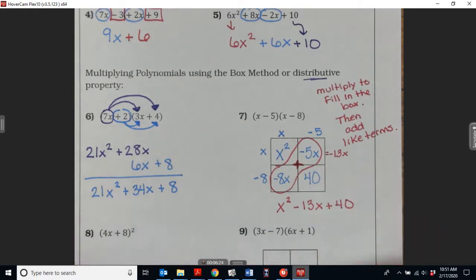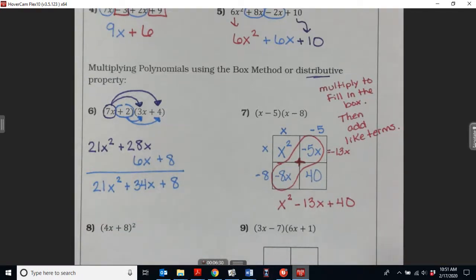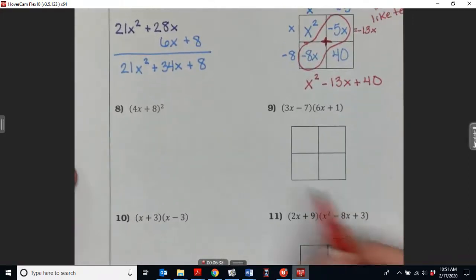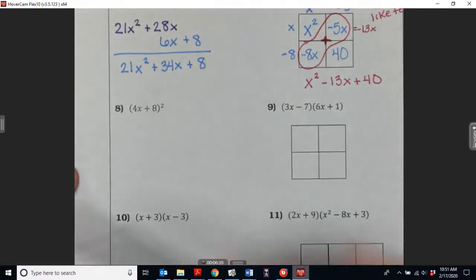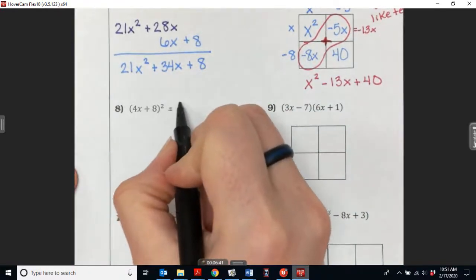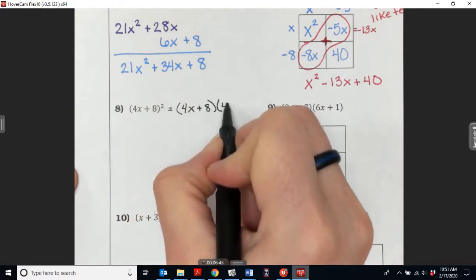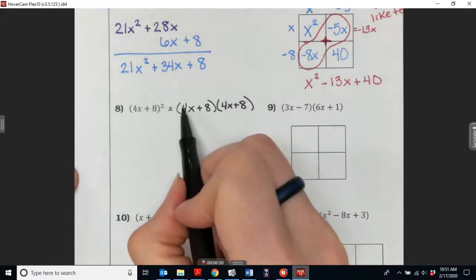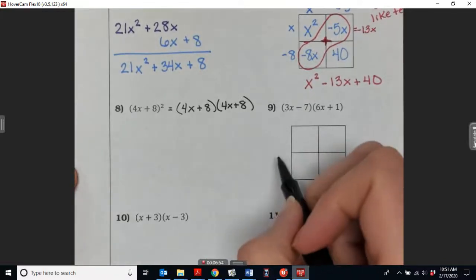So I'm going to keep practicing these both ways, and you can pick which method you like. Either use distributive property or use the box method. So number 8. This part right here, that little 2, means that there are 2 of these. So I'm going to rewrite this as 4x plus 8 and 4x plus 8. Because you need to remember that if you're using distributive property or you use the box, you write it on the top and the side.